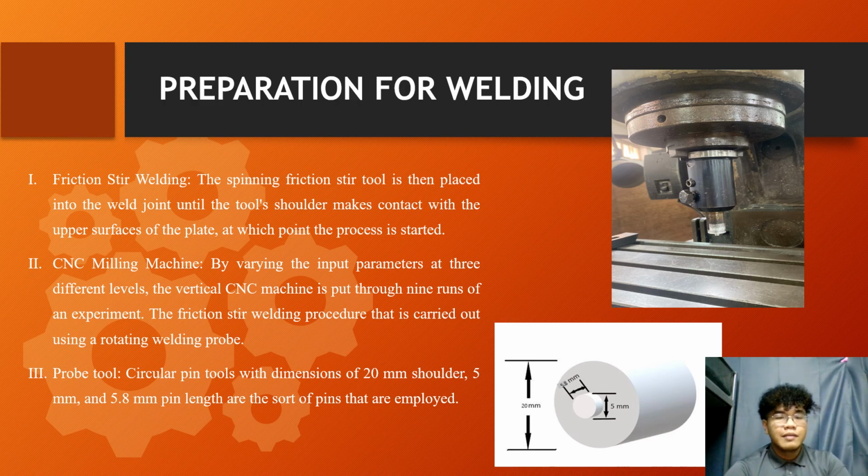On the CNC milling machine, by varying the input parameters at three different levels, the vertical CNC machine is put through 9 runs of experiment. This friction stir welding procedure is carried out using a rotating welding probe. The probe tool is a circular pin tool with dimensions of 20 mm shoulder, 5 mm pin diameter and 5.8 mm pin length. As we can see in the figures, there is the probe tool with its dimensions and the probe tool in the laboratory in UITM Shah Alam.